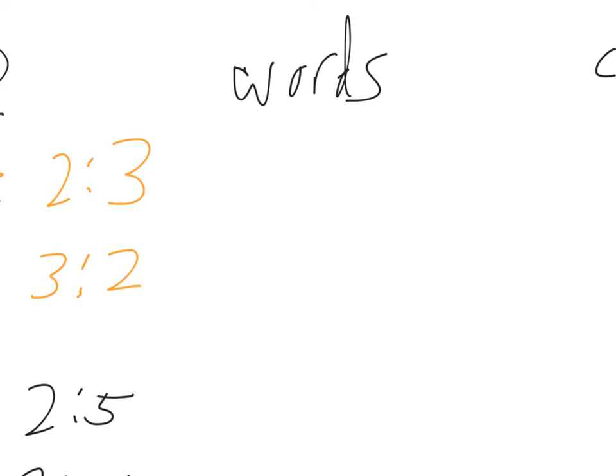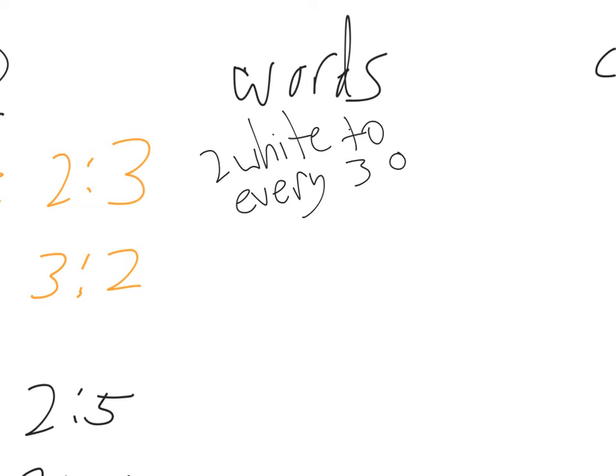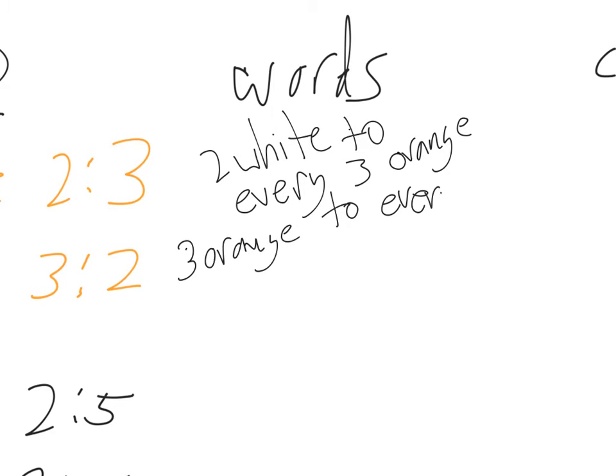In words, you really just say what I've been speaking. So for the first one, the 2 to 3, the part to part, there would be 2 white daisies. So I'll just say 2 white to every 3 orange. And again, in the part to part, you just reverse that: 3 orange to every 2 white. So this would be how you'd represent these part to part ratios in words.